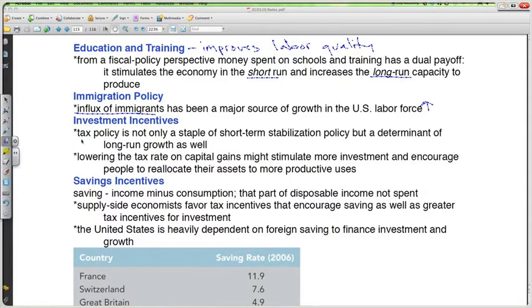They also have investment incentives. So if the government were to decrease tax policy, then that could give people the incentive to invest more. So lowering this tax rate on the capital gains can stimulate more capital investment. So hopefully it's with the idea that you're going to get more productive uses out of that change in investment.